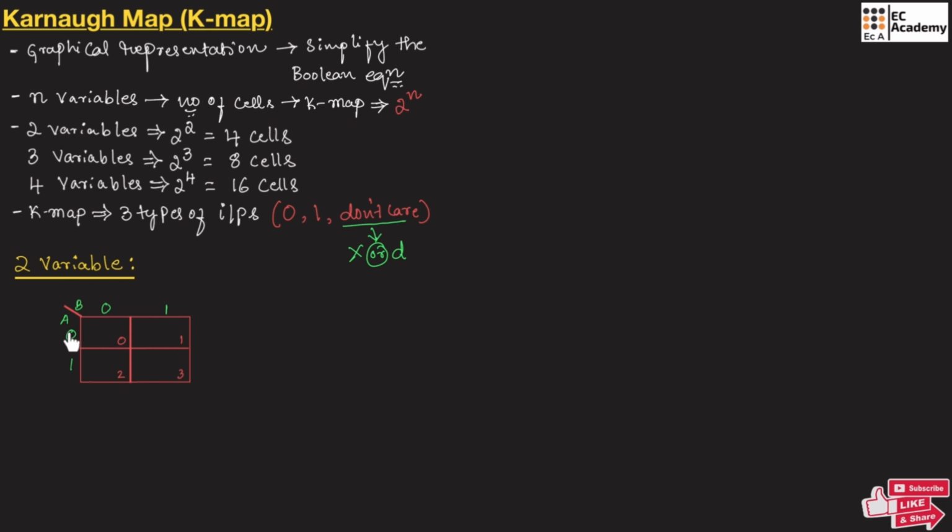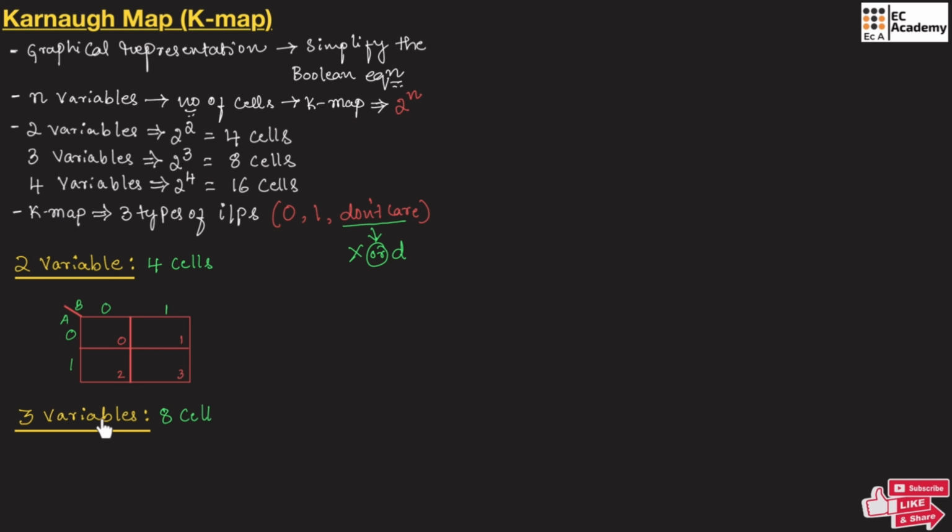Now, each cell will be having the number based on the value. For example, if A is 0 and B is 0, this cell will be having the value 0. If it is 0, 1, it is 1. If it is 1, 0, the corresponding cell will be 2. And if it is 1, 1, the cell value will be equal to 3. So this you need to remember so that you can simplify any given Boolean expression with 2 variables. So if we are having 2 variables, we will be having 4 cells in the K-map.